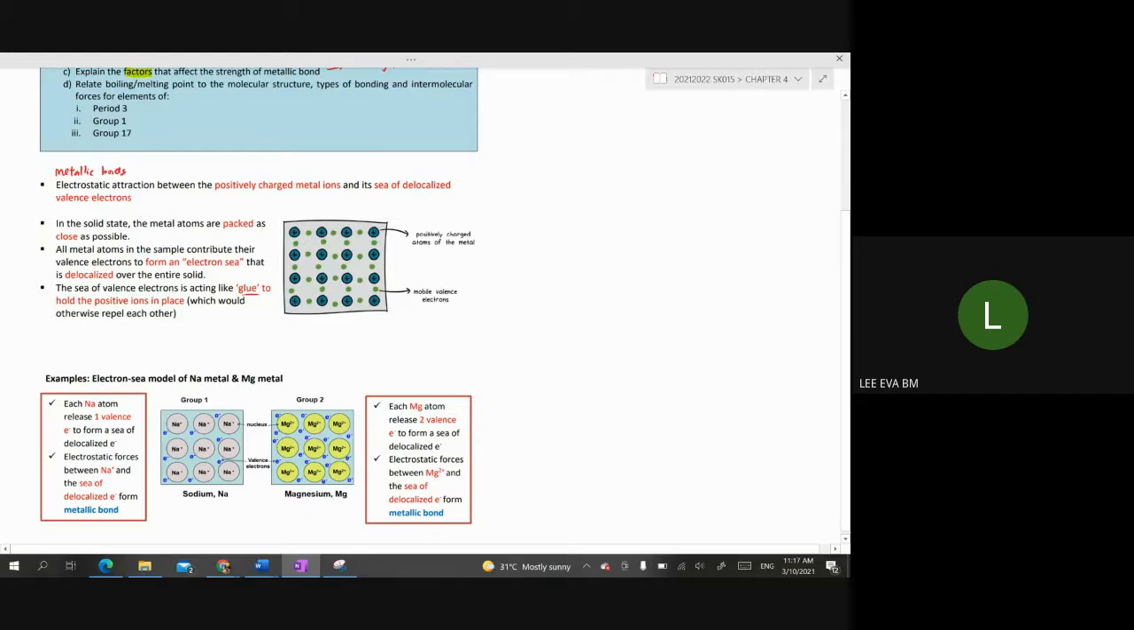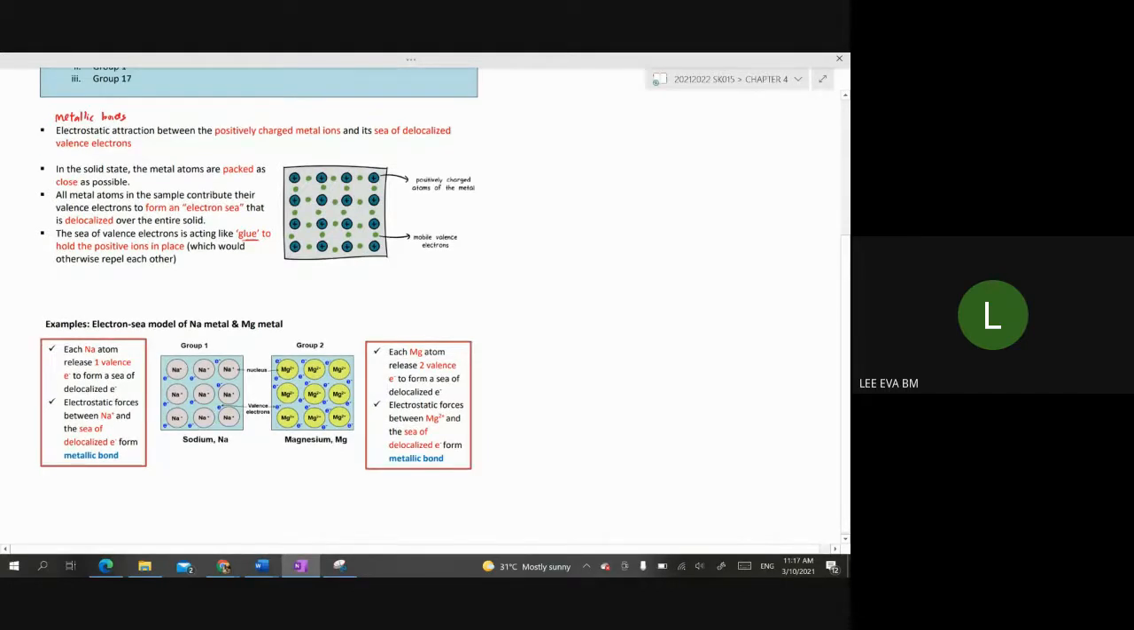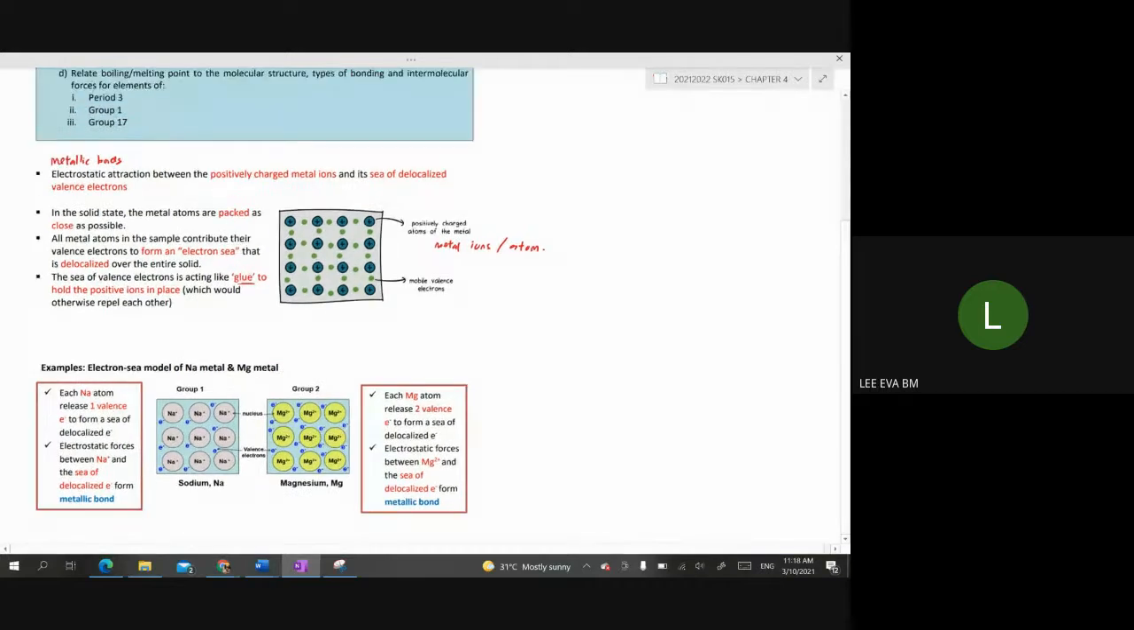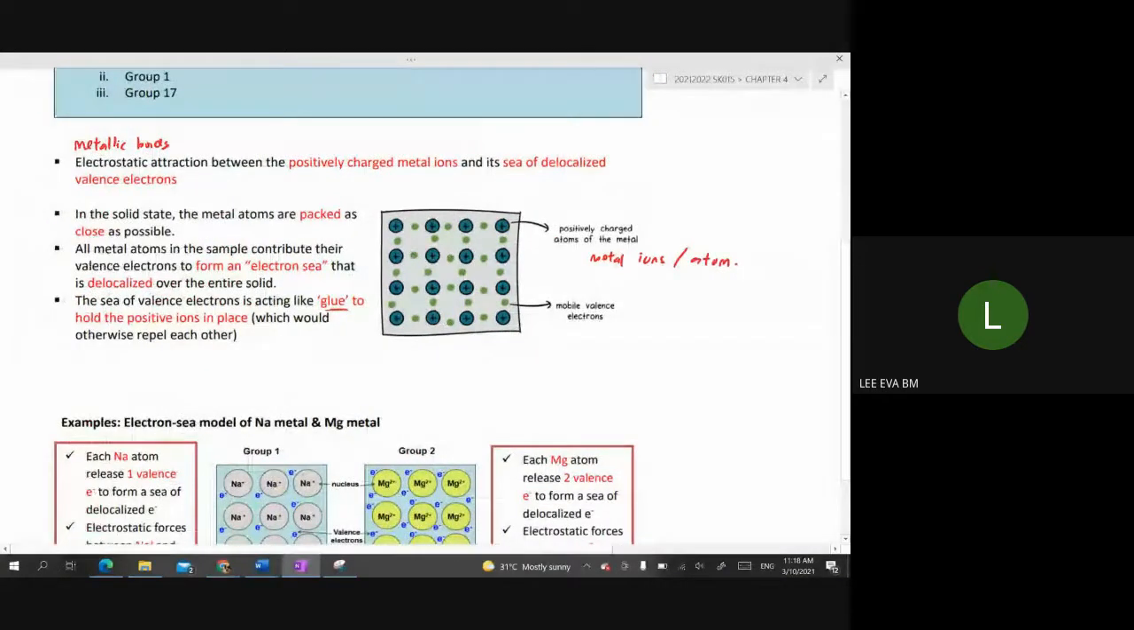Okay, so if you look at the diagram over here, in the bigger circle you have a positive charge. That is a positively charged atom of your metal, or your metal ion. So they refer to the same thing, metal ion, or sometimes it's called metal atom. So the sea of electrons is represented by the valence electrons. Say if we have sodium, you have one valence electron. If you have magnesium, then we have two valence electrons. So the description of this electron sea model, you will see it over here.